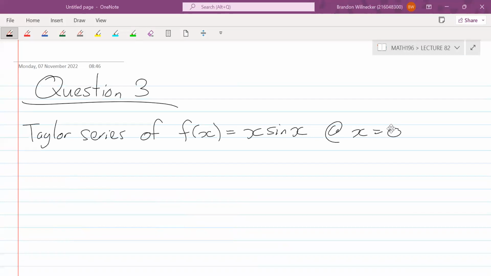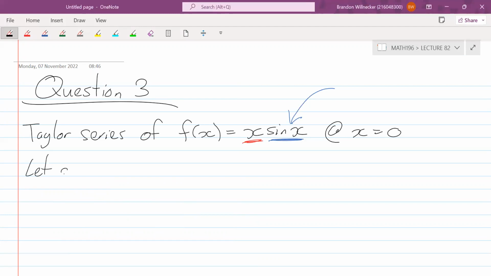Okay, now, like I said before, if we have these complicated functions, so either a composition or a product, then there are certain things we can do to make it easier. So in this case, we have a product of two things. We've got x and we've got sine x. So instead of finding the Taylor series of the product, we can find the Taylor series of just sine x and then multiply the result by x. Okay, that makes things a whole lot easier.